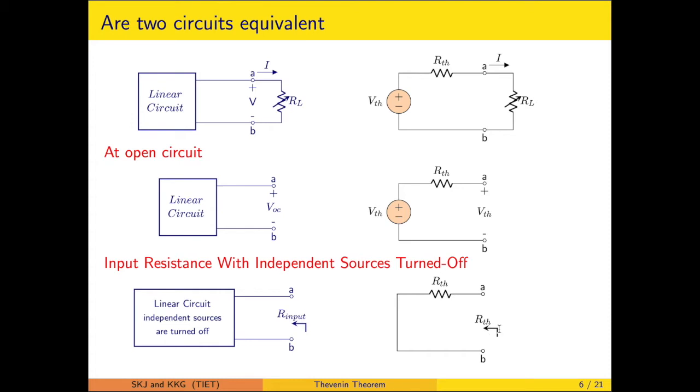In this particular case it is the equivalent RTH. Here we have to find it by solving the interconnection of the resistances, and that is regarded as the R input. So the circuit will be identical, or the performance will be equivalent, when VTH is equal to the VOC, and RTH is equal to the R input looked into the circuit while the independent sources are turned off.